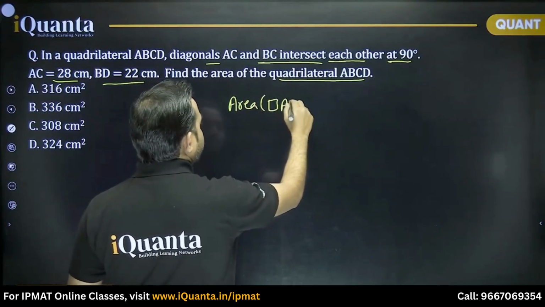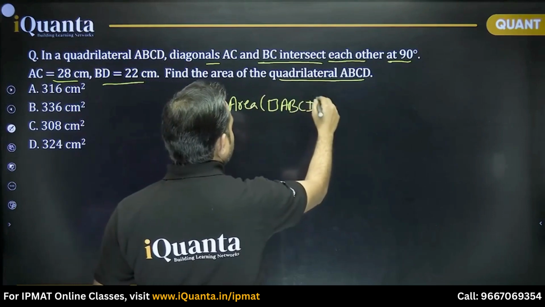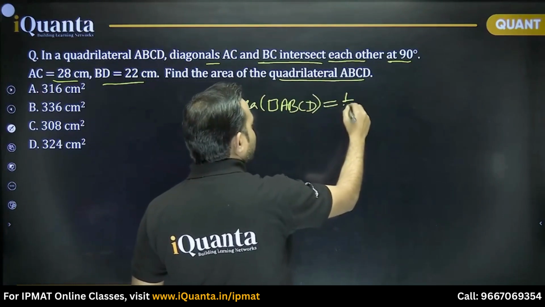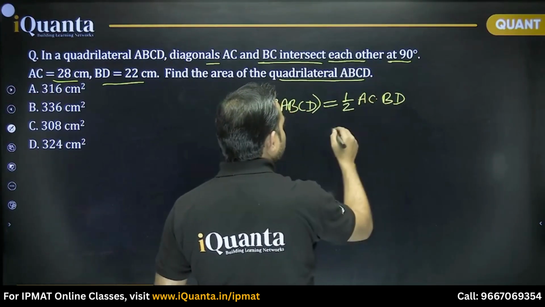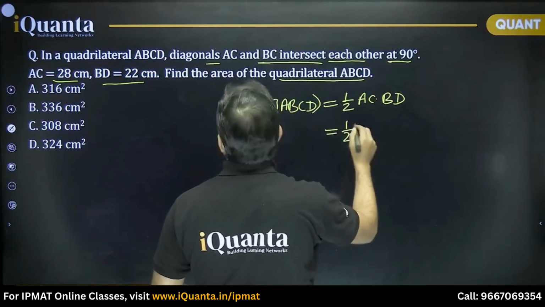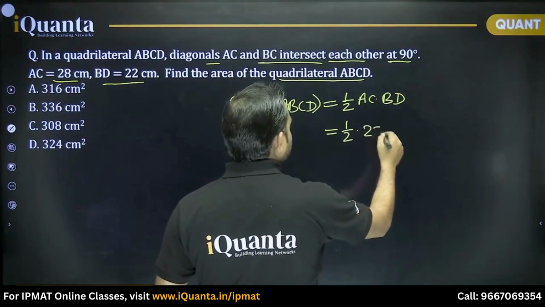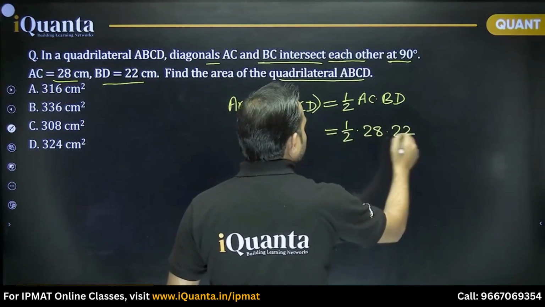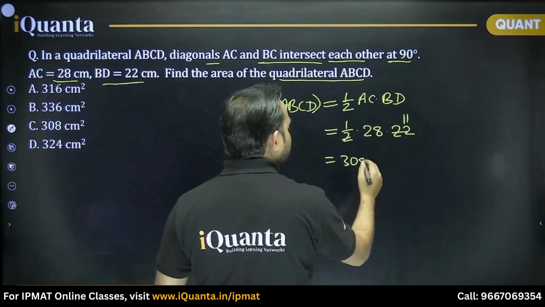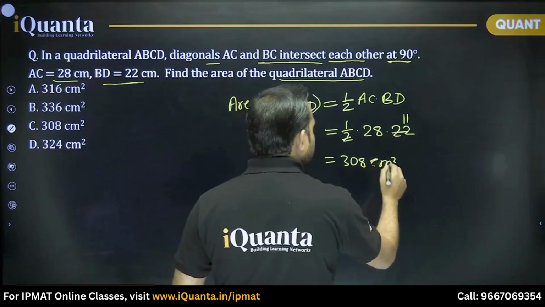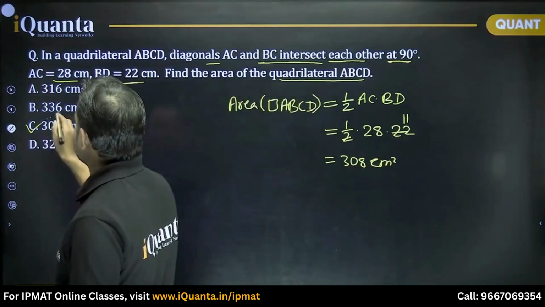quadrilateral ABCD is equal to 1 by 2 product of diagonals, which is AC into BD. So this will be half into AC, which is equal to 28, into BD, which is equal to 22. This is 11 times 28, into 11, we get 308 centimeter square, which is option C.